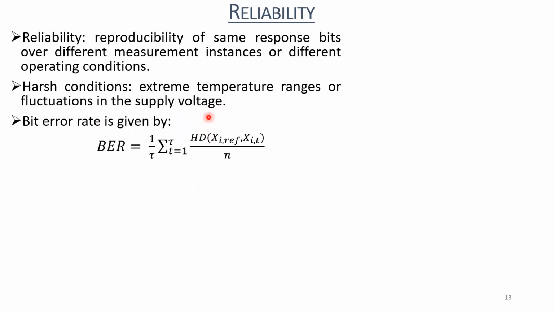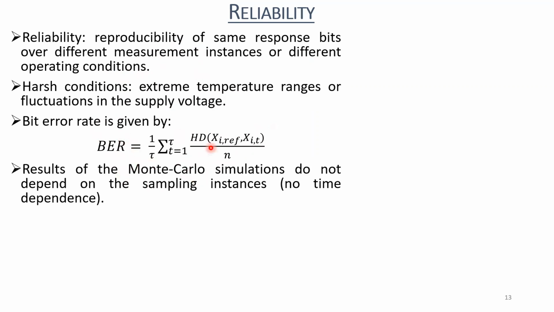So how do you classify whether two instances are different? You use fractional Hamming distance. Here also we calculate the fractional Hamming distance between the response bits corresponding to two different measurement instances or different operating conditions. And then we divide it by the total number of bits in that response stream. That gives you the number of bits which have errors divided by the total number of bits, and that gives you the bit error rate.